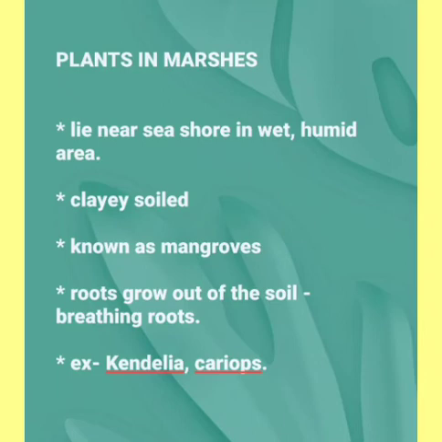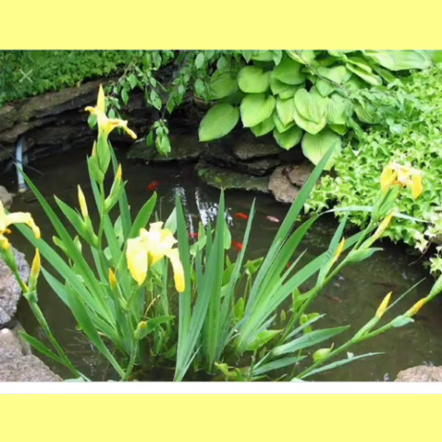As the soil here is covered with water, the roots do not get air to breathe and hence they grow out of the soil and water, and because they grow out of the soil, they are known as breathing roots. Examples of such plants are Candelia, Caryopsis, etc.